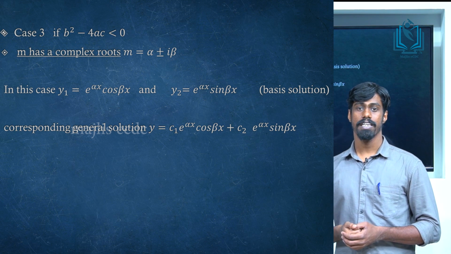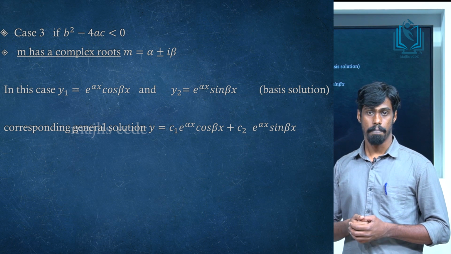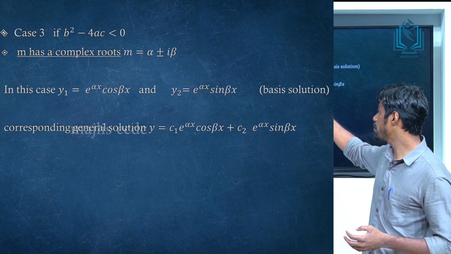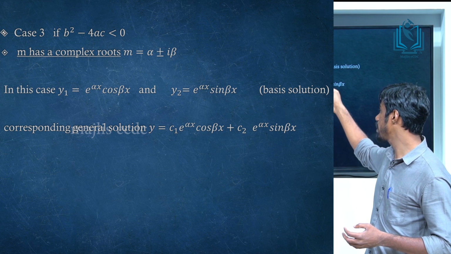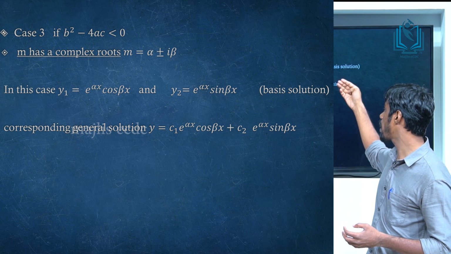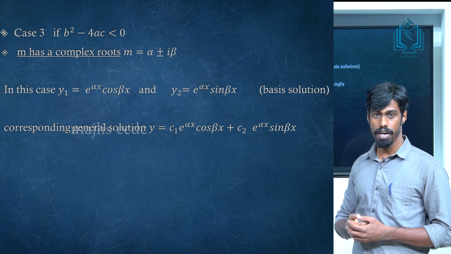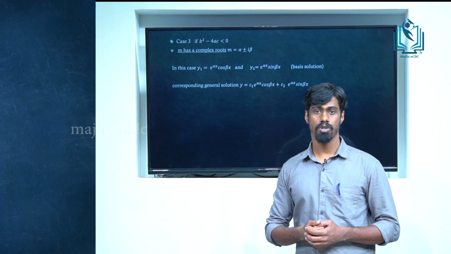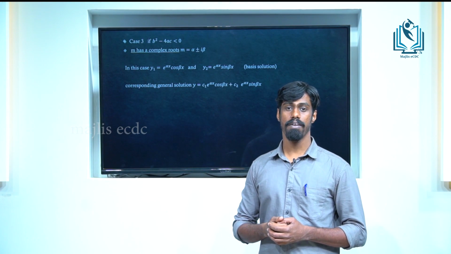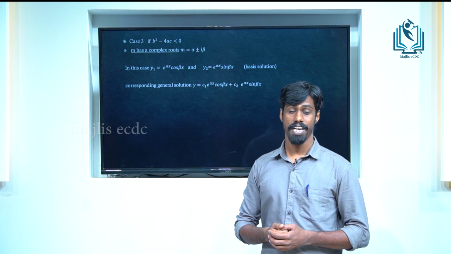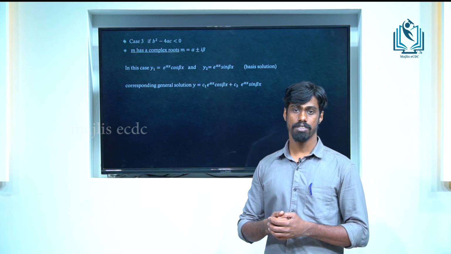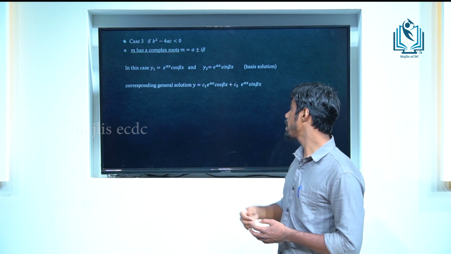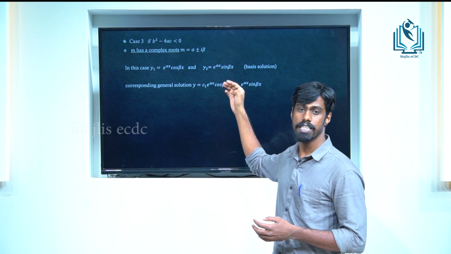Then the corresponding general solution is y equal to c1 e raised to alpha x cos beta x plus c2 e raised to alpha x sin beta x, where c1 and c2 are any arbitrary constants. That is, the general solution of a y double dash plus b y dash plus c y equal to 0 is the linear combination of the basis solution y1 equal to e raised to alpha x into cos beta x and y2 is equal to e raised to alpha x into sin beta x.